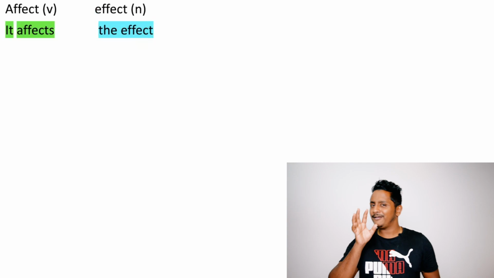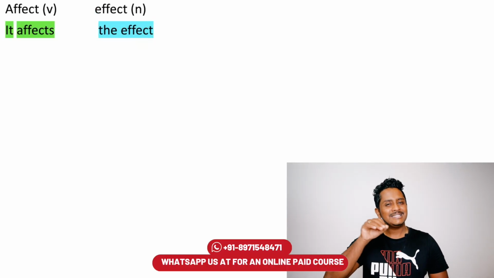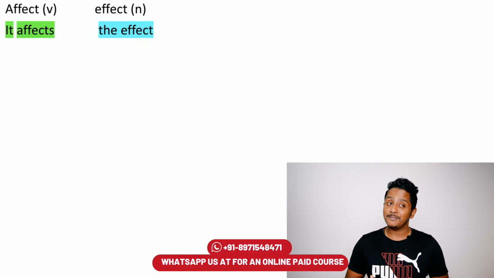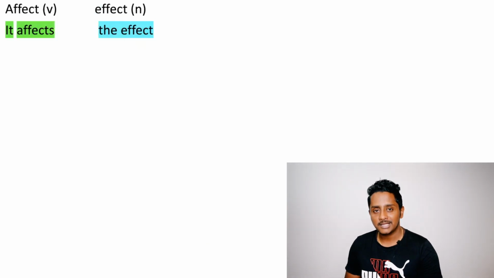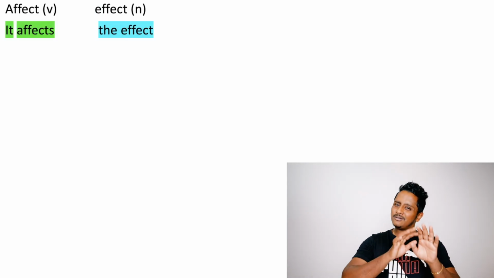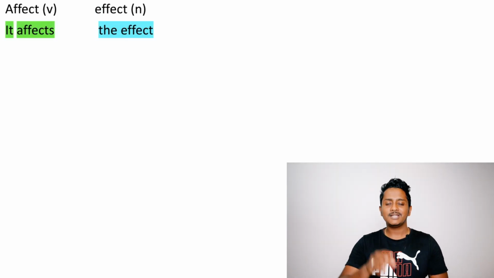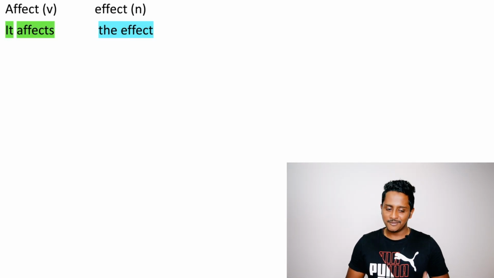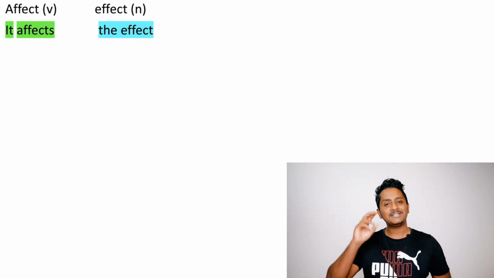Affect is a verb, effect is a noun. Effect in some cases is used as a verb as well, to bring about the change. This effected this particular rule, meaning some changes were brought into action. Let's not worry too much about it. Most of the times effect is a noun, affect is a verb. It affects the effect, it affects the effect.